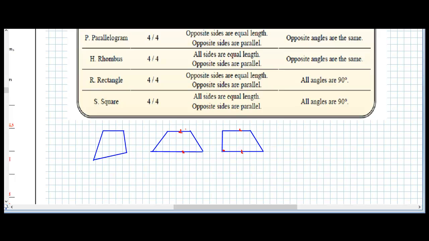So a trapezoid has only one pair of sides that are parallel. What does parallel mean again? Do you remember what parallel means? Parallel means 2 sides cannot meet together at all.